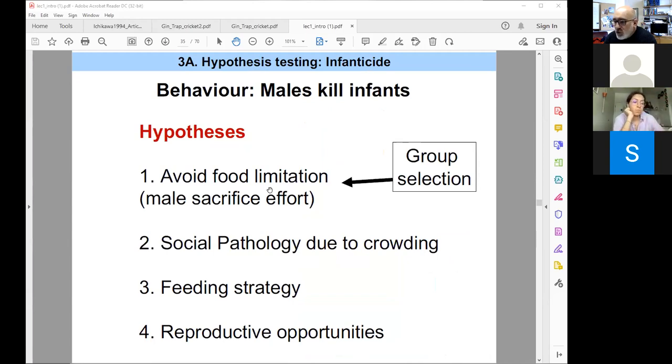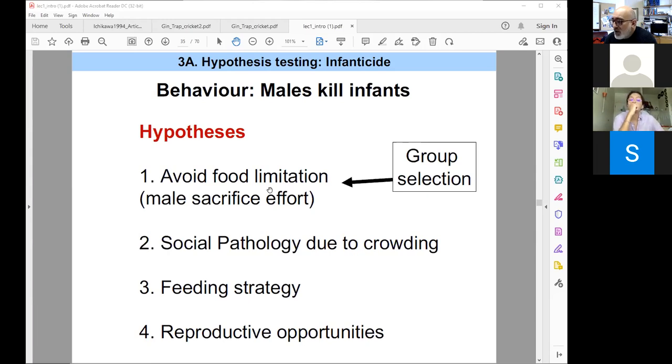So I just want to go through it again. Briefly, I'll remind you of the process of hypothesis testing, how we make predictions, and how in animal behavior we have to think about our hypotheses in terms of the various levels of hypothesis testing that I indicated to you before. These are the set of hypotheses that were assessed with respect to the lion example of male infanticide.